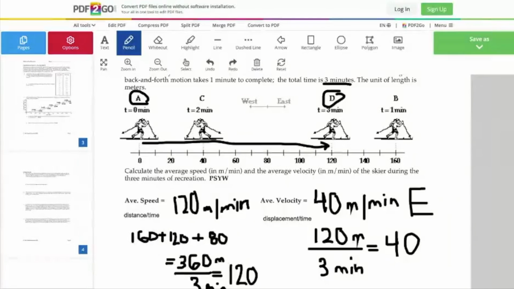So good job to everyone who got that right. If you got 0, just be real. This one wasn't a trick question. There actually is a displacement here. We're going from A to D, so our ultimate change in position is 120 meters east.